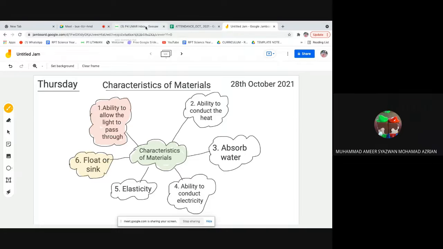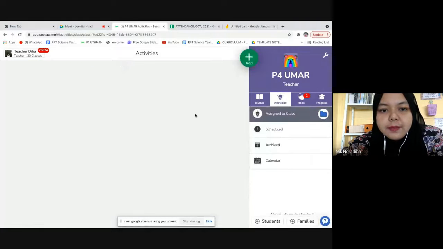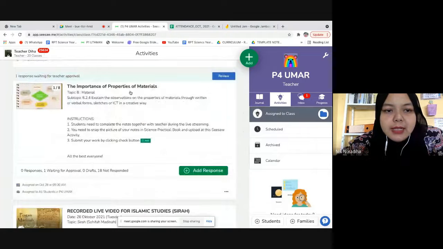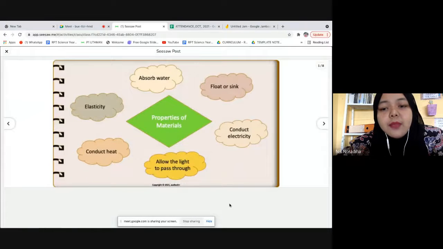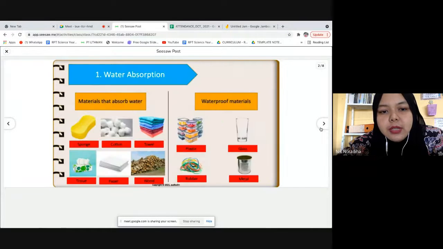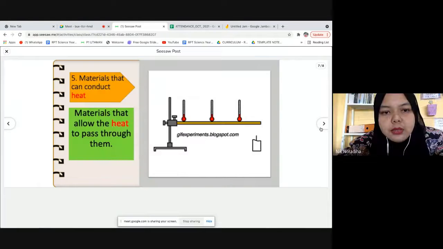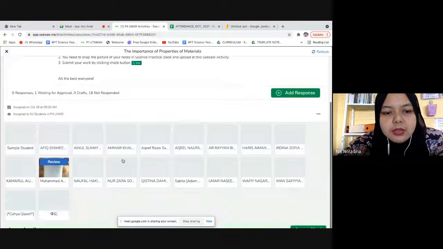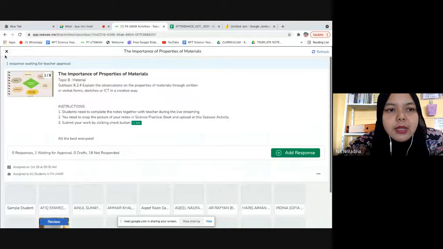Done. Okay. So after you take a photo, go to your Seesaw activities. Teacher will show the screen after this. Actually, in this Seesaw activity, teacher already included the notes, so you can do revision later. Just send. Amir Shazwan already sent the notes. Well done, Amir. Thank you. Later teacher will approve.